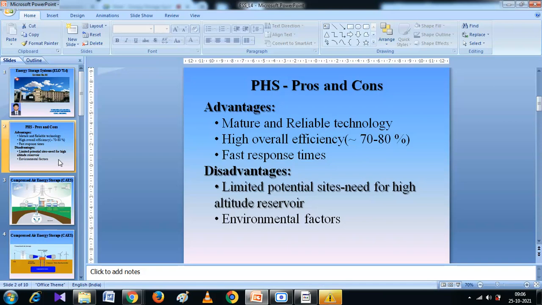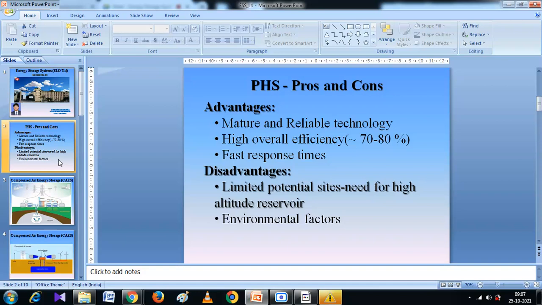And in disadvantages, what are the disadvantages of pump hydro storage? It has limited potential sites, need for a high altitude reservoir, and environmental factors. That means in pump hydro storage we need two reservoirs. One is high level, another is low level.